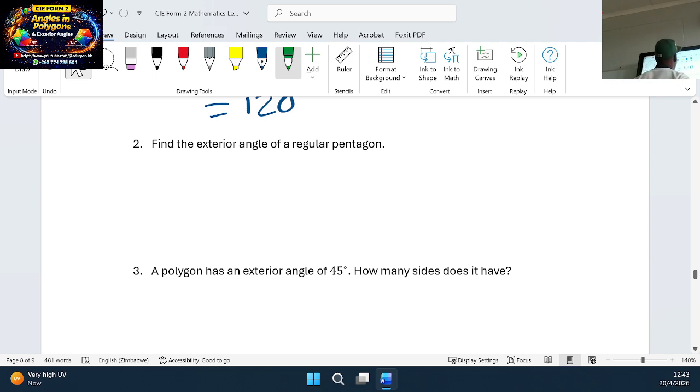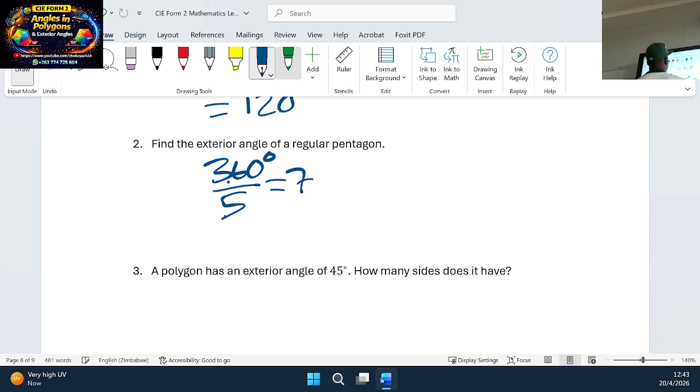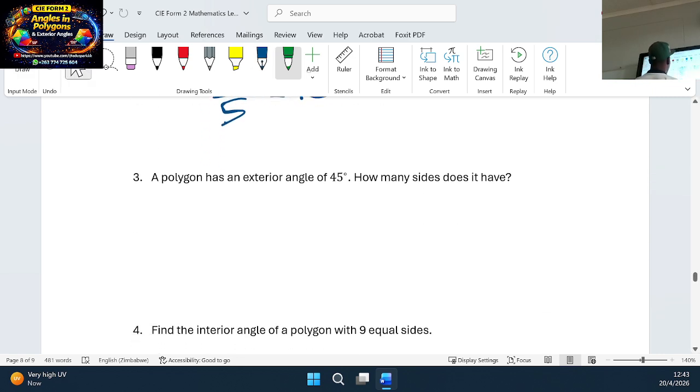Find the exterior angle of a regular pentagon. Well, all exterior angles add up to 360 degrees. It's a pentagon, that's 5. And when I say 5 into 35, it gives me a 7 there. And remainder one, that will be 72 degrees. So it means each one is 72 degrees in size.